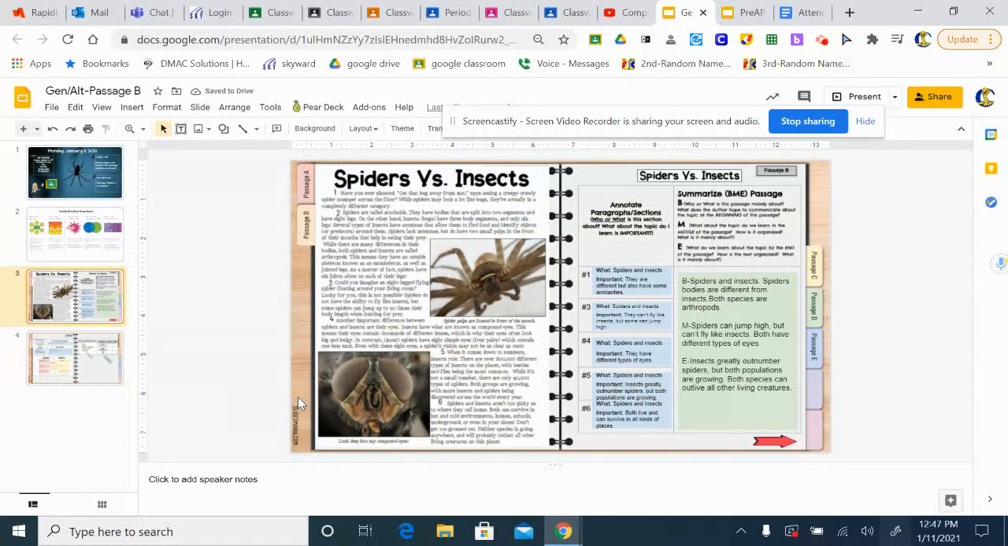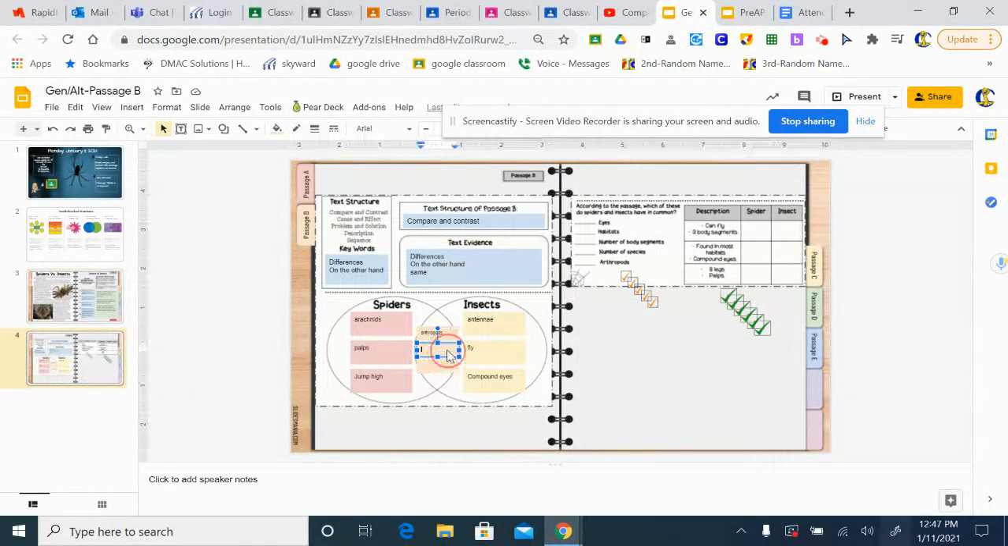Okay, and then again, what do they have that is the same? Well, you can see here, look, there's that word both again. Both groups are growing. So that would be what they have in common. Both groups are growing.